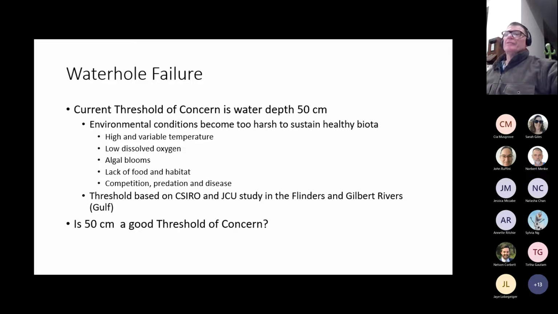This threshold was adopted based on some work that CSIRO and James Cook University did in the Flinders and Gilbert rivers, and that was largely driven by the temperature regime of waterholes becoming what they thought was unsuitable for maintaining fish shallower than 50 centimetres. But we don't have a lot of evidence really that in our systems, particularly in the Murray-Darling, 50 centimetres is a good threshold. And so some of the work we've been doing more recently has been focused on whether 50 centimetres or something else should be adopted as when waterholes fail and no longer work well at supporting biota during dry phases.